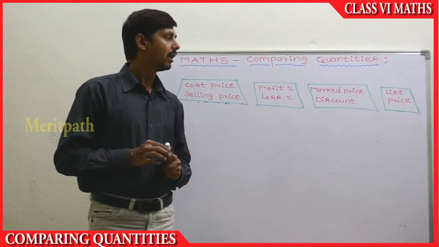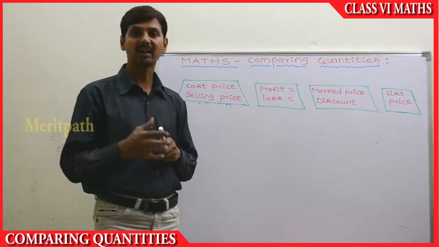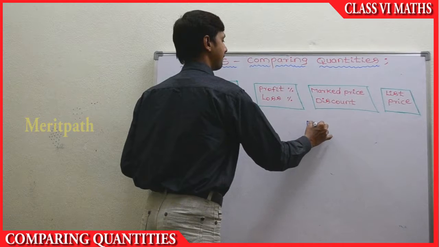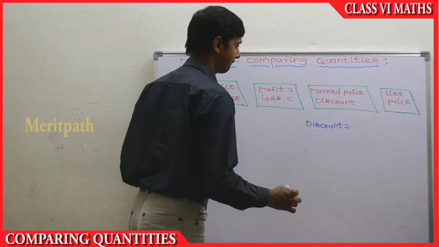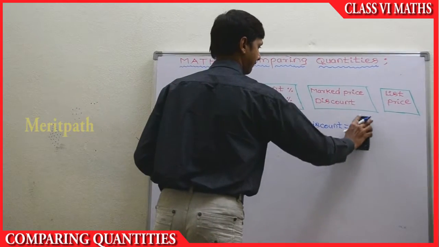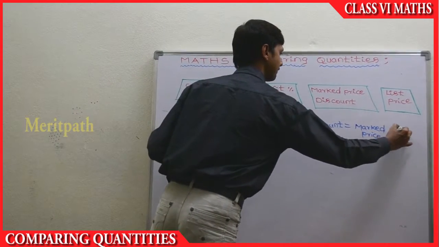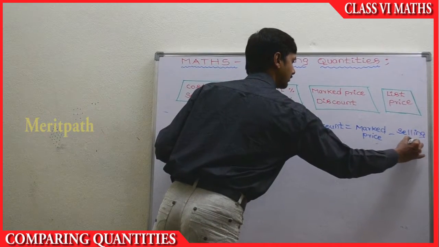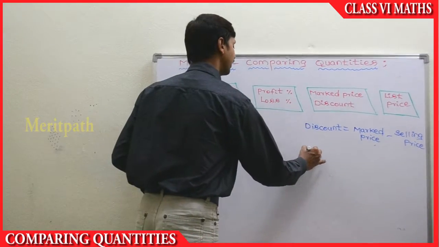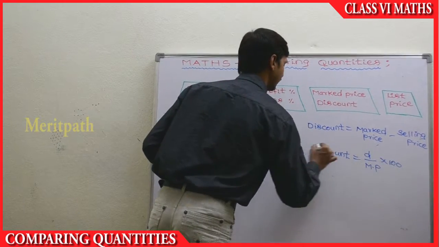The discount can also be found in percentage. Discount percentage is equal to discount by mark price into 100. First, discount is equal to mark price minus selling price. So discount is equal to mark price minus selling price, and discount percentage is equal to discount by MP into 100. So these are the formulas for discount.